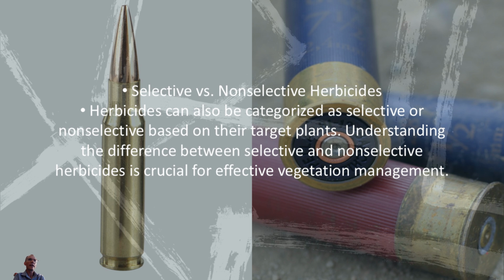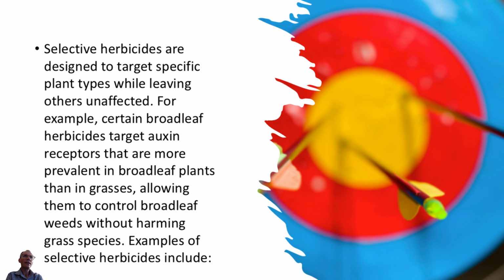Selective versus non-selective herbicides. Herbicides can also be categorized as selective or non-selective based on their target plants. Understanding the difference between selective and non-selective herbicides is crucial for effective vegetation management. Selective herbicides are designed to target specific plant types while leaving others unaffected. For example, certain broadleaf herbicides target auxin receptors that are more prevalent in broadleaf plants than in grasses, allowing them to control broadleaf weeds without harming grass species.